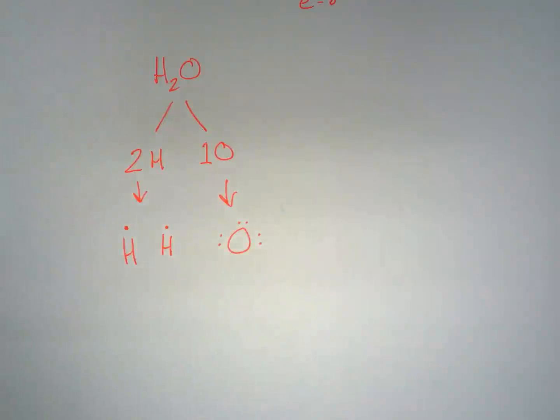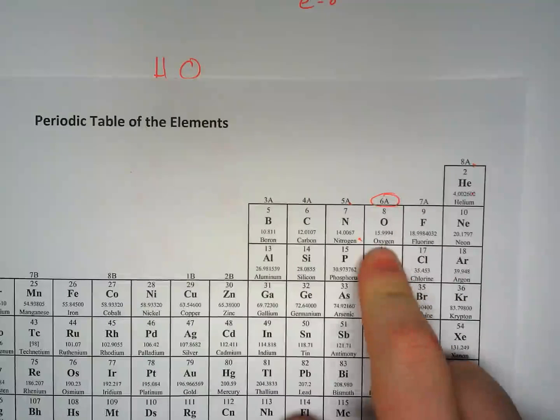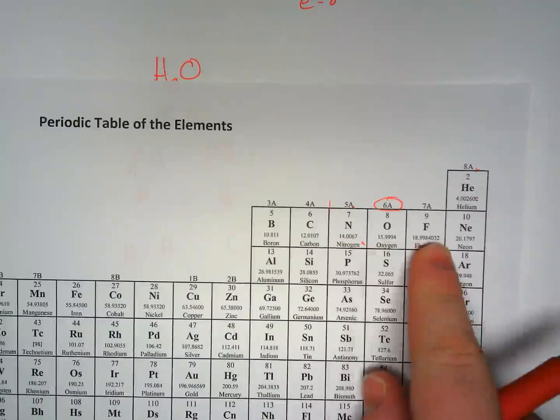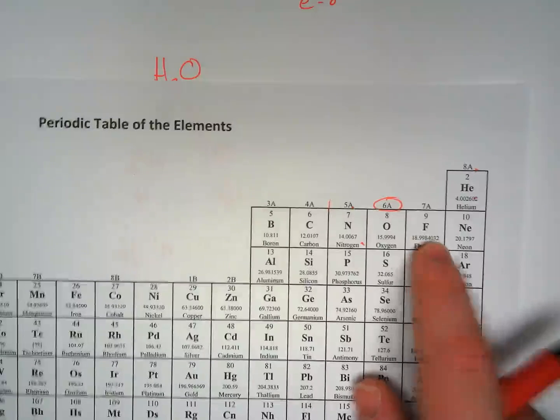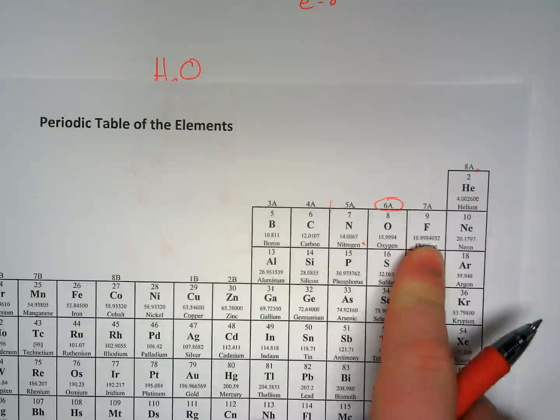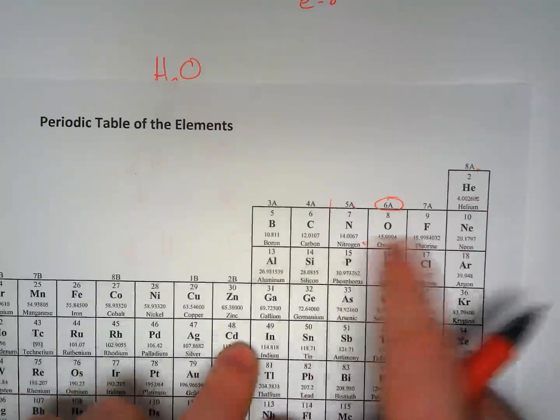So the Octet Rule states that atoms tend to want to gain or lose, or sometimes even share, the electrons in their valence shells. Typically, from nitrogen over, these 3 columns, they always want to gain electrons. Not always, it does depend upon the type of bond, but typically these guys want to gain electrons because they're closer to gaining all 8.